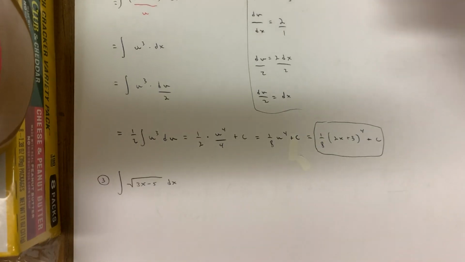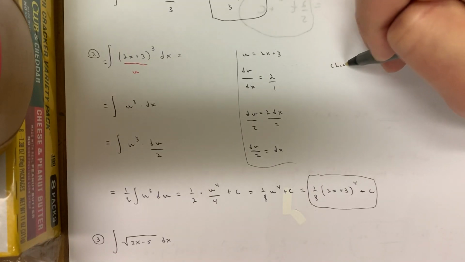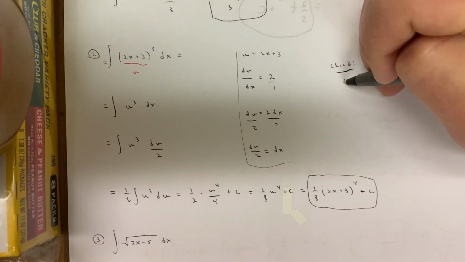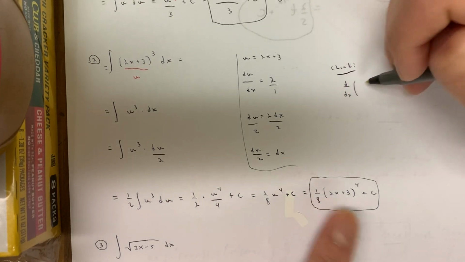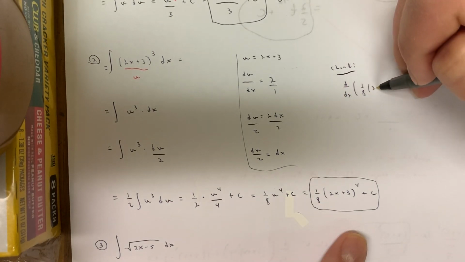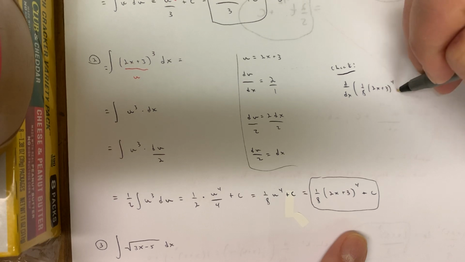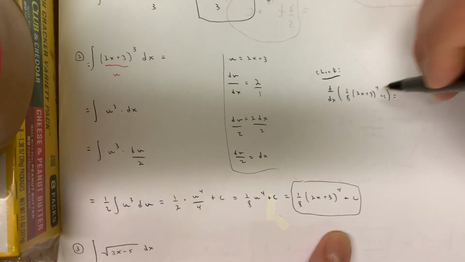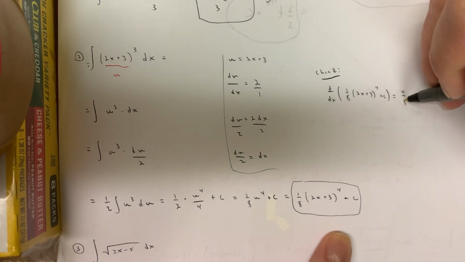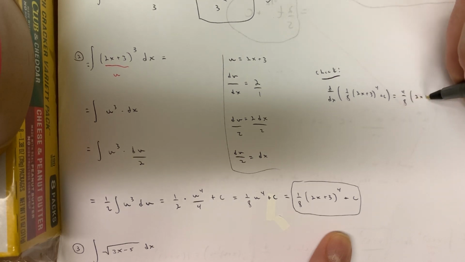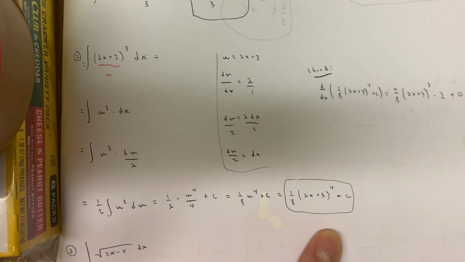If you don't believe me, let's get a little check going. Check, please. Okay, let's do the derivative with respect to x of this thing, 1/8 times 2x plus 3, quantity to the 4th plus c. Drop the 4 down, but 4 times 1/8 is now 4/8. Rewrite the 2x plus 3, raise it to one less, multiply by the derivative of the inside, which is 2. Add the derivative of c, which is going to be 0 over there.